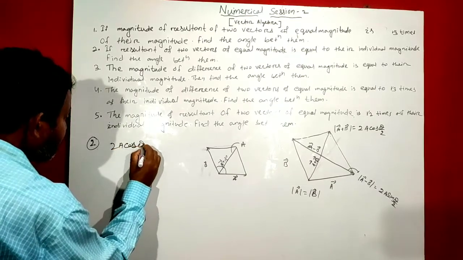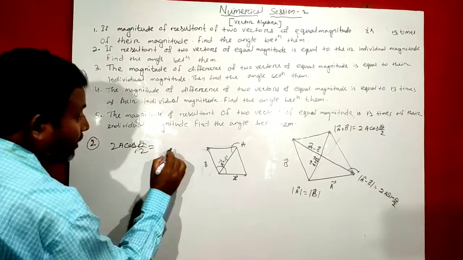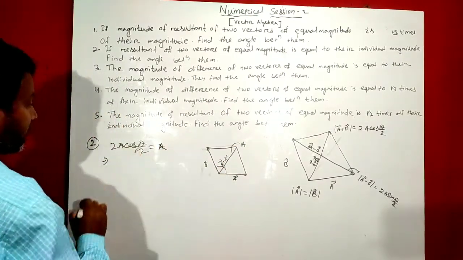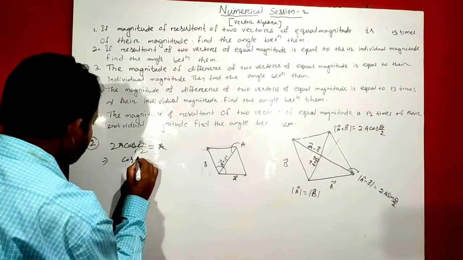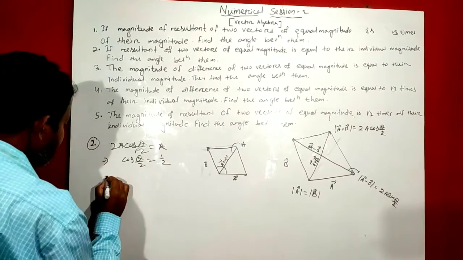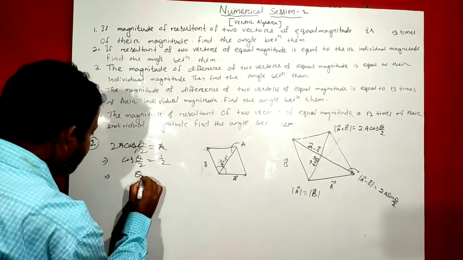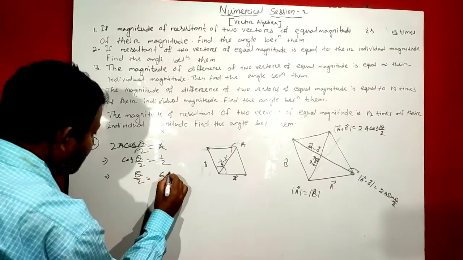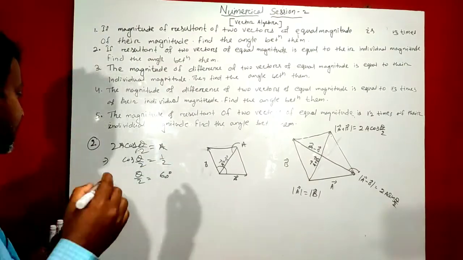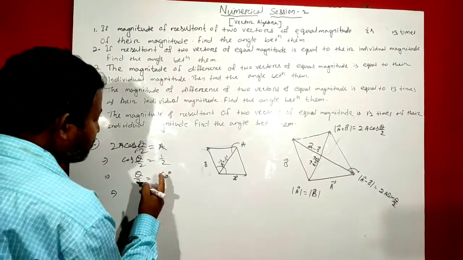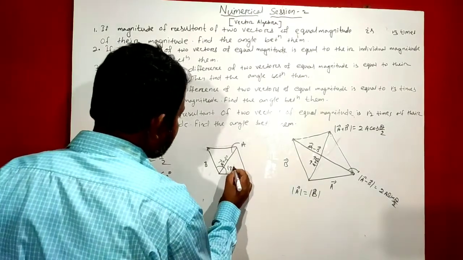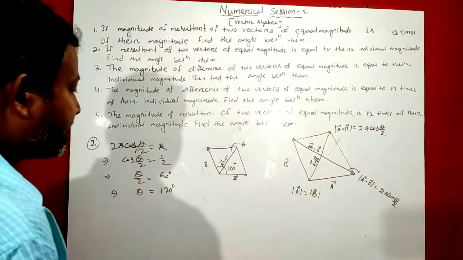2A cos theta by 2 is equal to A, so cos theta by 2 is equal to half. That means theta by 2 is equal to 60 degrees, since cos 60 is half. Theta is equal to 120 degrees. That means the angle between the two vectors is 120 degrees.